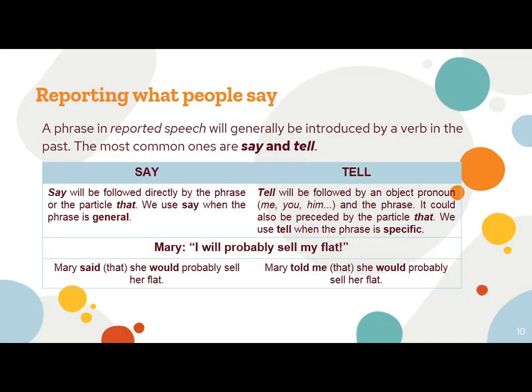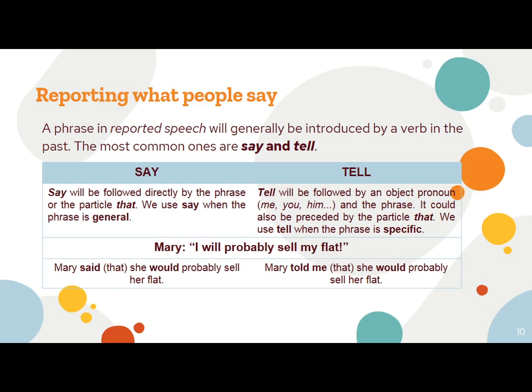Now, let's move on to something also important to take into account. A phrase in reported speech will generally be introduced by a verb in the past. And we are going to use generally two different and most common verbs, say and tell. And because we're going to use them in the past, we're going to have said and told. But what is the difference? Many people ask about the difference between say and tell because they only translate it from Spanish. So we can better understand the way we have to use it, let's take a look at the information right here. It says, say will be followed directly by the phrase or the particle that.